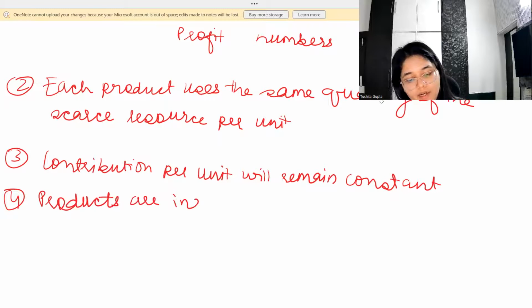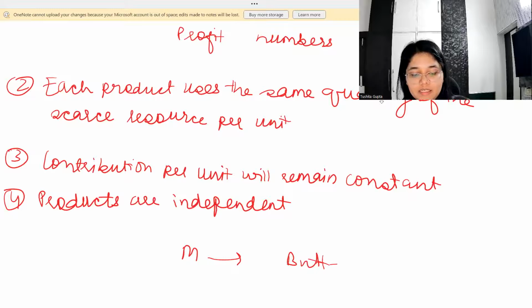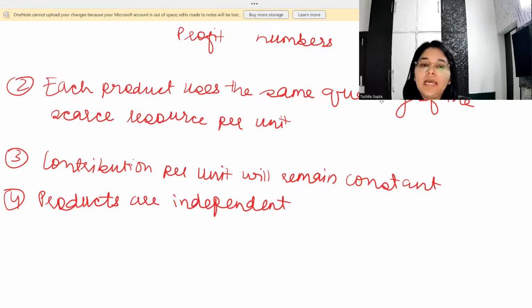Products are independent. By this we mean that making one product does not affect whether or not the other product gets made. Perhaps if we talk about dependent products, it could be, for example, milk, and you make butter out of that milk. So these are dependent products, because if you do not have the milk, then butter would also not be possible. So this assumption, the model that we are talking about, the key factor analysis, only works in scenarios where your products are independent of each other.